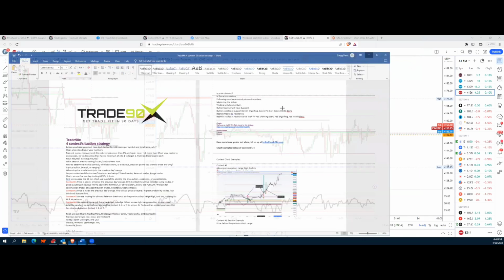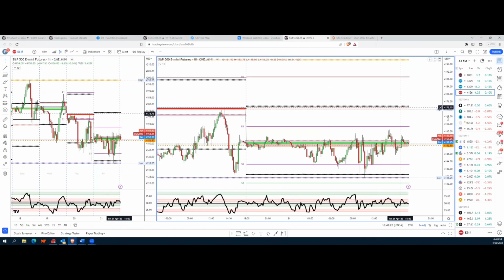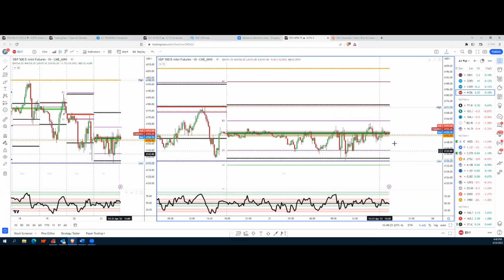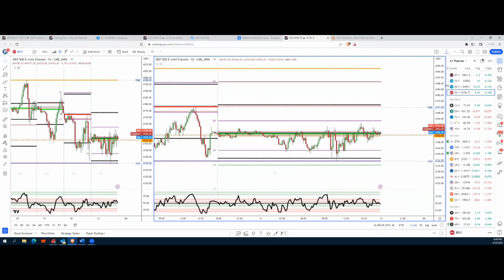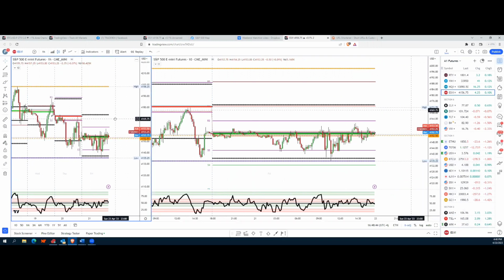So here I have a 1 hour and a 10-minute. The ES is one of our main go-to symbols, but we're opportunistic traders here at Trade90X. We typically trade the indices: ES, NQ, YM, RTY. We'll trade a little bit of oil, a little bit of gold, maybe a little Apple, and sometimes the euro. What I'm looking for is, in the morning, I quickly scan.